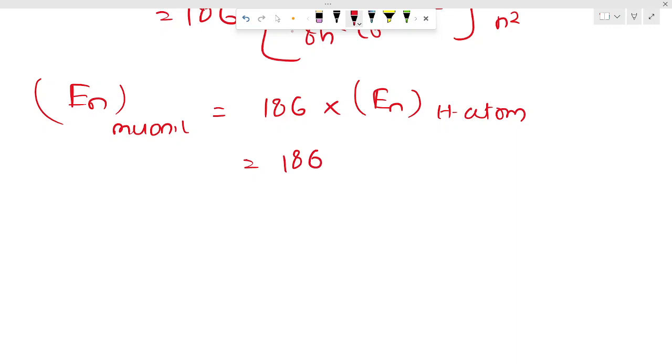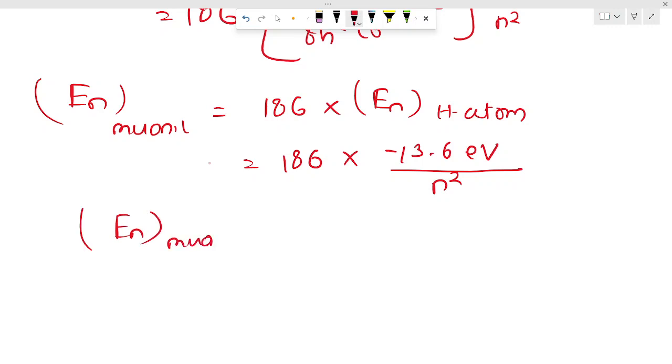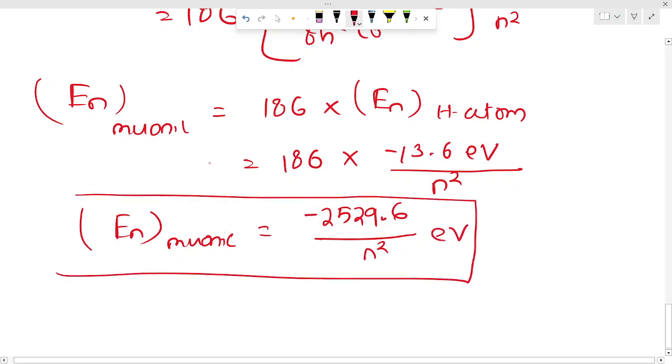that is equal to 186 into the energy of hydrogen atom, that is 13.6 electron volt divided by n² electron volt. I have already written there. So on calculation you can get the final expression for energy, that is minus 2529.6 upon n² electron volt. Make it a box.